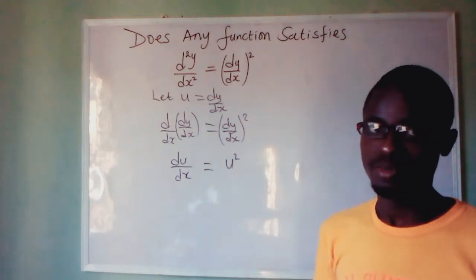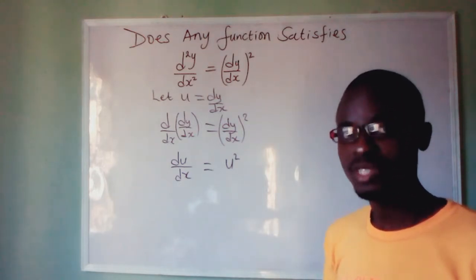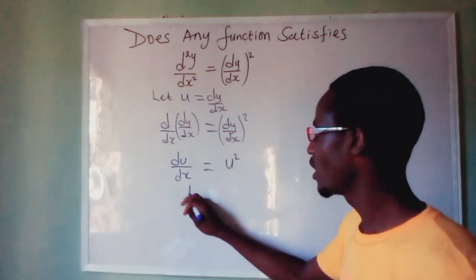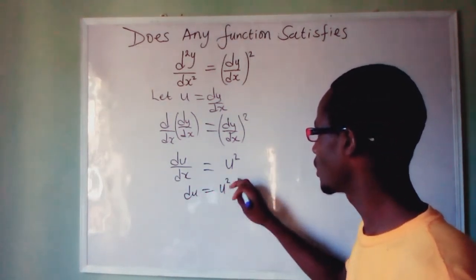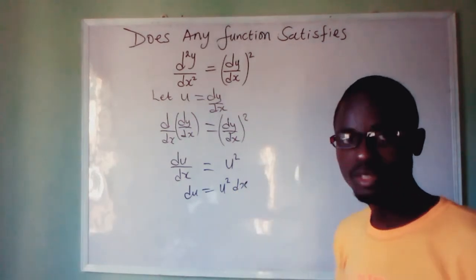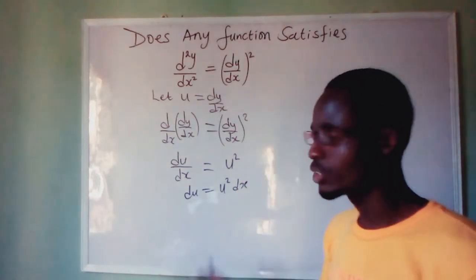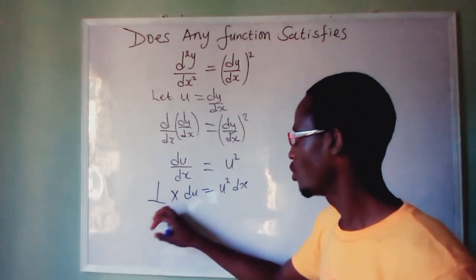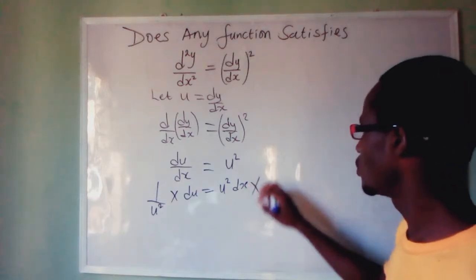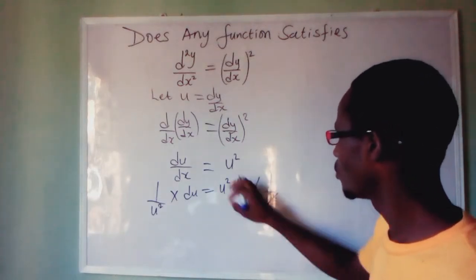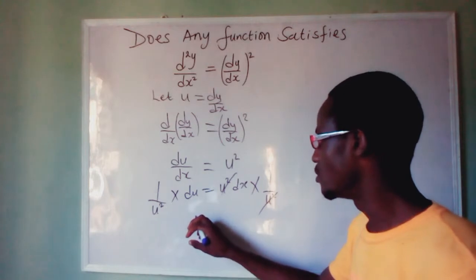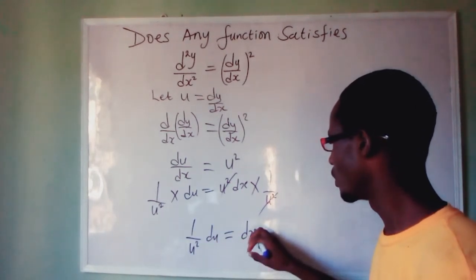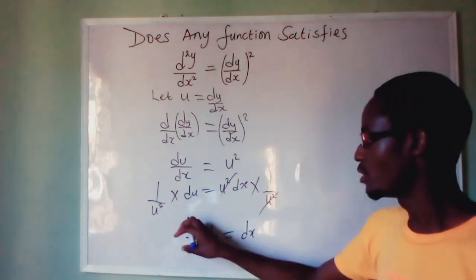Now I have to integrate, applying the variable separable method in solving my differential equation. So if I have du/dx equals u squared, then using the principle of variable separable, I can multiply both sides by 1 over u squared. So if I multiply this by 1 over u squared, and I multiply this by 1 over u squared, what am I going to have? I'm going to have 1 over u squared du equals dx. So the next step is to integrate both sides.